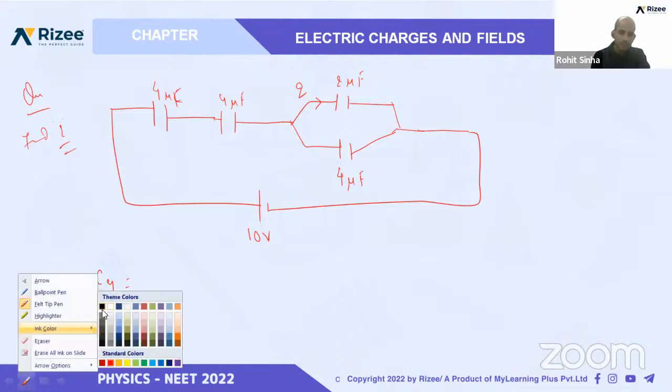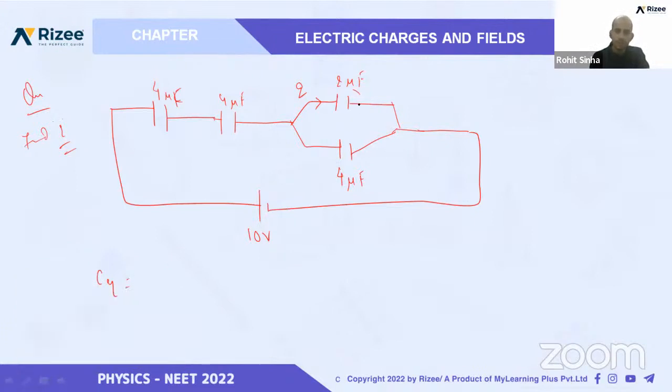What is it? See. These two capacitors here, you can see, they are in parallel combination, and we know, if they are in parallel combination, their C equivalent will be 6 microfarad.